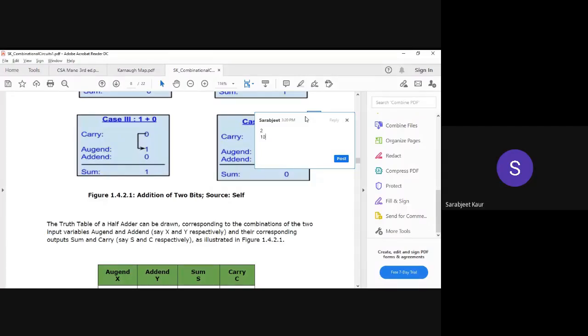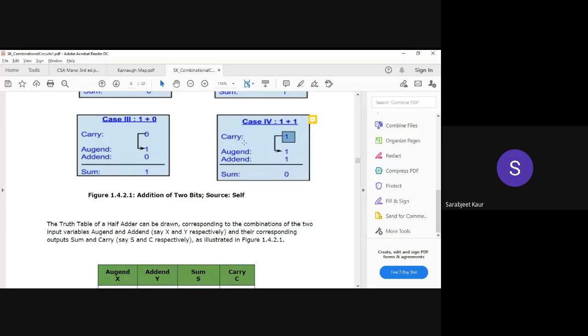In binary, it is written as 10. So as usual, this first bit is retained as the sum bit, and this second bit is taken as the carry. Is this clear? Yes, ma'am. So 0 is retained as the sum bit and 1 is taken as the carry. Any problem? No, ma'am. Right.